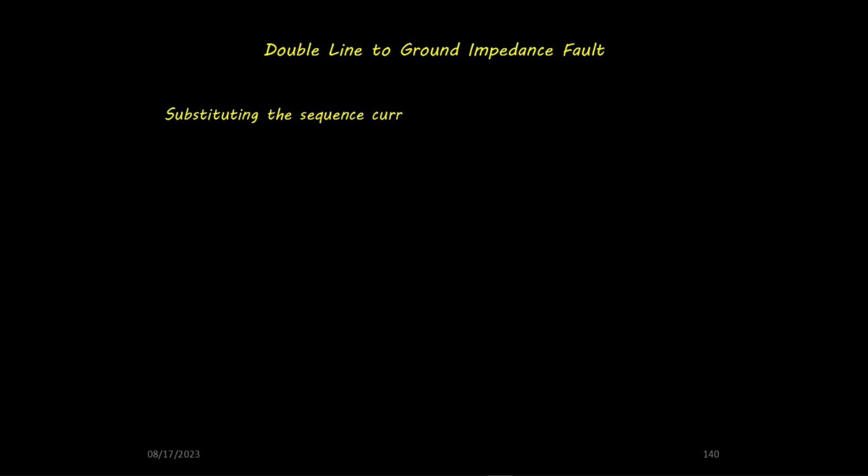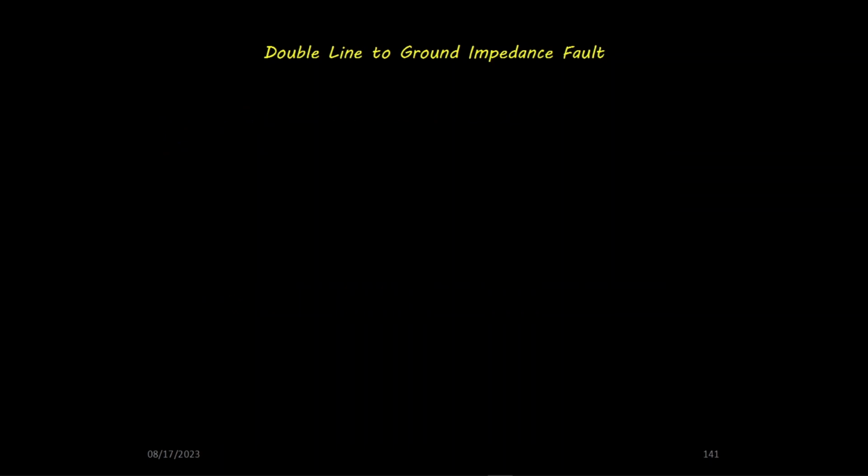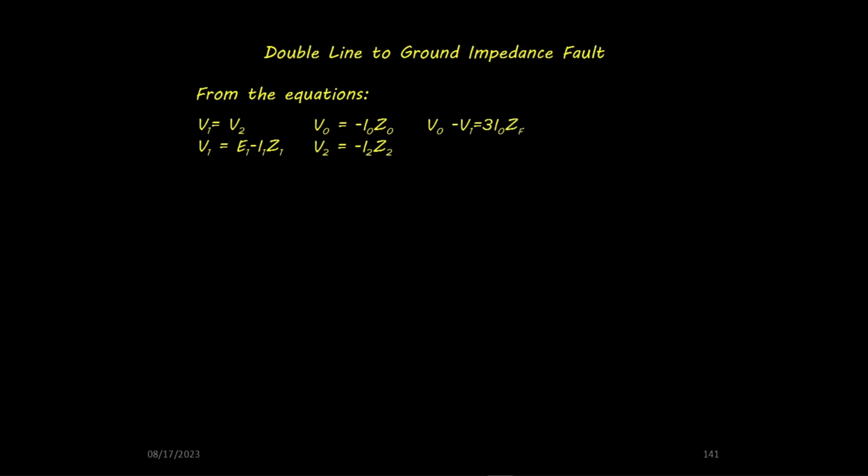Substituting the sequence currents into the network equations, simplifying, we get, from the equations, V1 equals V2. V1 equals E1 minus I1 times Z1. V0 equals minus I0 times Z0. V2 equals minus I2 times Z2. V0 minus V1 equals 3 times I0 times ZF. We deduce the network.